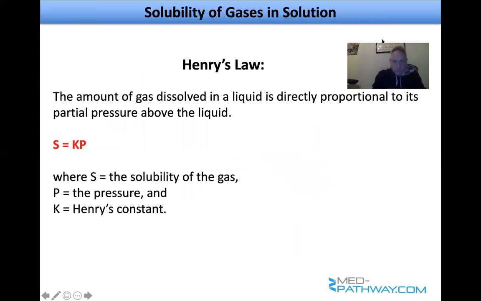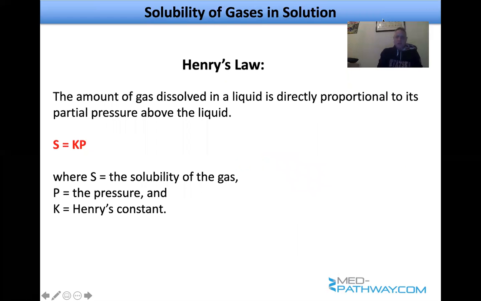So Henry's law is about the solubility of gases in solution. It's very simple, straightforward. The amount of gas dissolved in a liquid is directly proportional to its partial pressure above the liquid. There's S equals kP. We have the solubility of the gas, the pressure, and you also have Henry's constant.